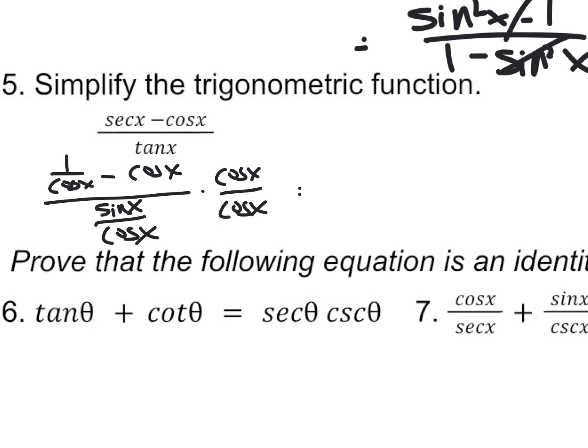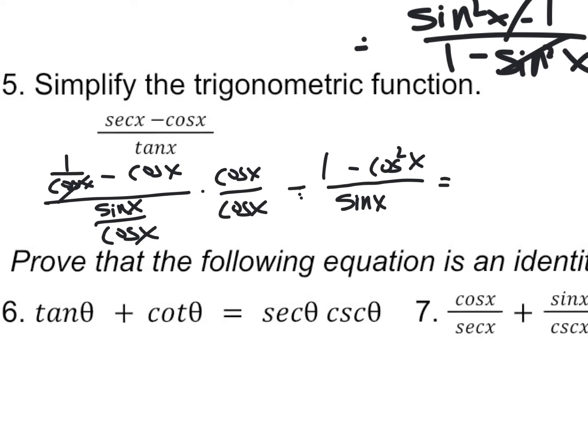The first term, this cosine would cancel with the cosine and give me 1. The second term, I'm going to get cosine squared, which is what I was just talking about a second ago. On the bottom, the cosines cancel, I would get sine x. So there's the first step, right?